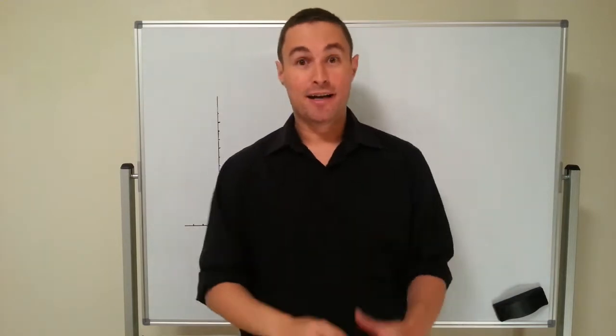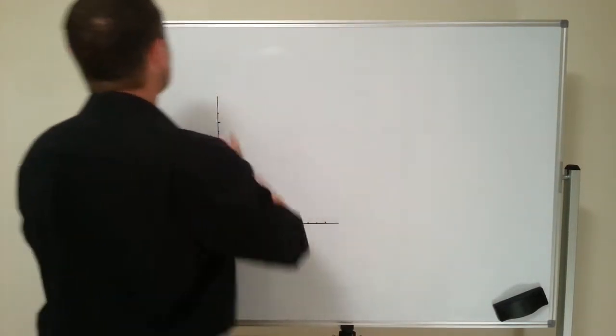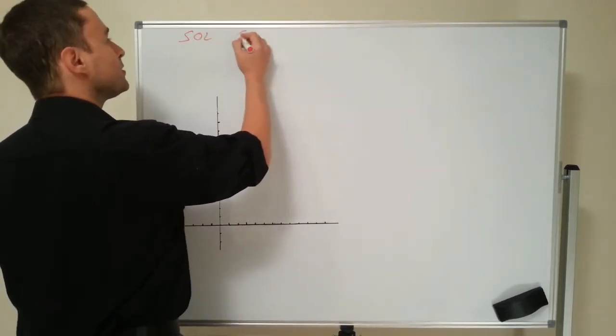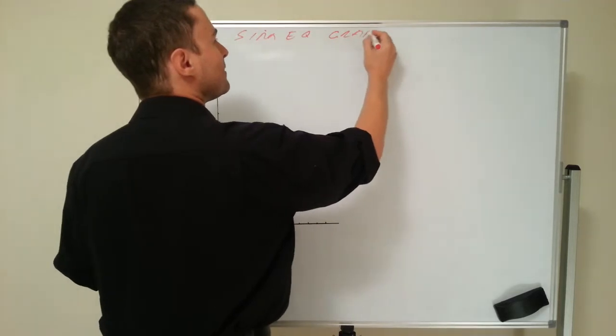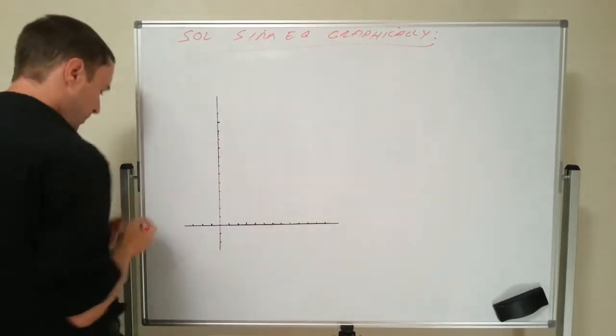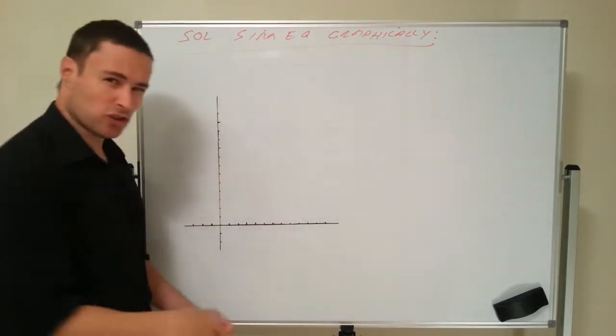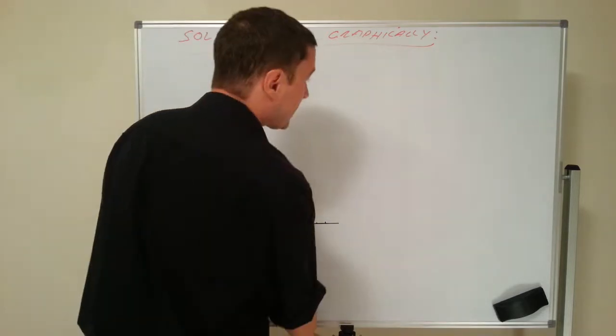What we're looking at today is how to solve simultaneous equations graphically. Okay, so solving simultaneous equations graphically. Now this is probably easier than solving simultaneous equations algebraically where you have to cancel. So let's take a look at two examples.